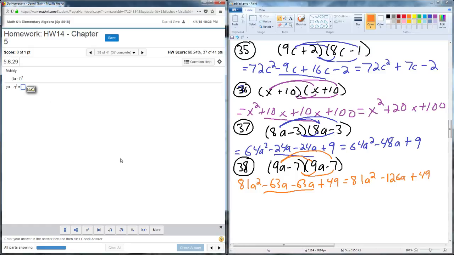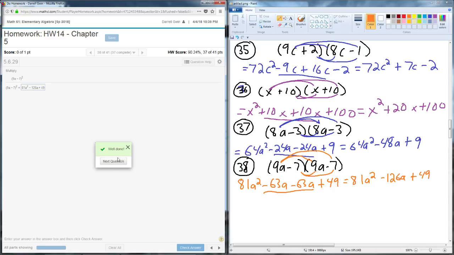Type that in. 81a squared, right arrow, minus 126a plus 49. Enter. Well done. 39.